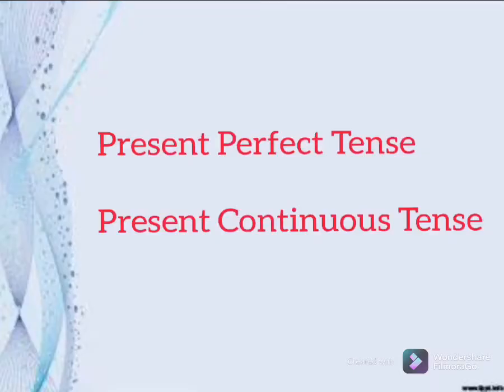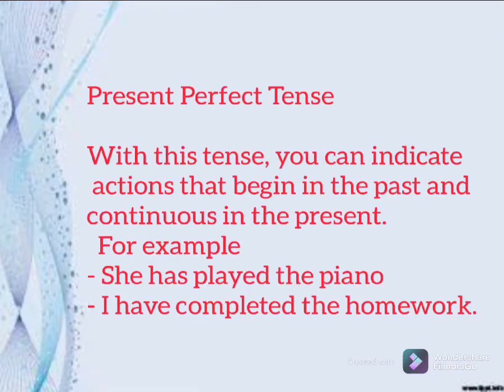Okay, I want to explain the next two tenses: present perfect tense and present perfect continuous tense. Present perfect tense. With this tense, you can indicate an action that began in the past and continues in the present. For example, she has played the piano. I have completed the homework.